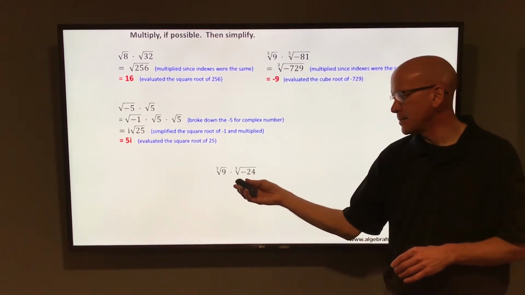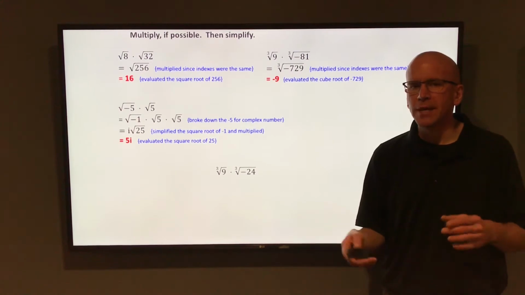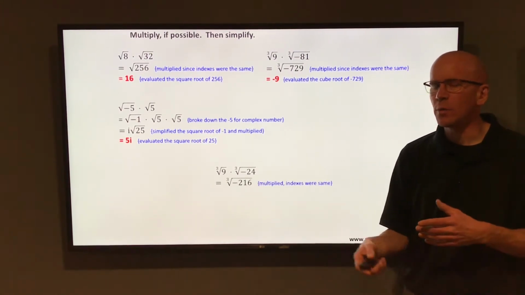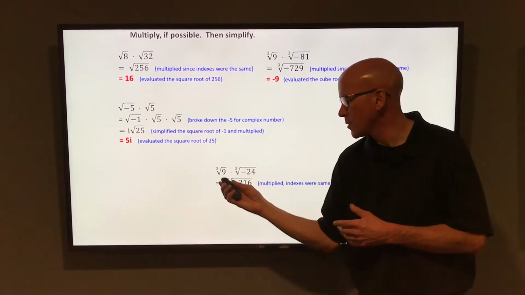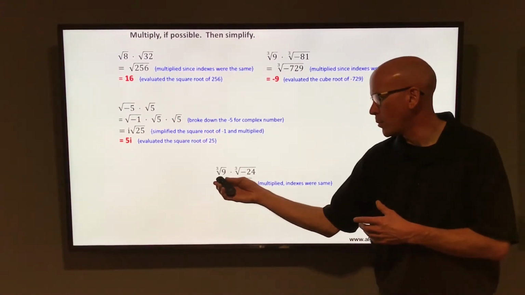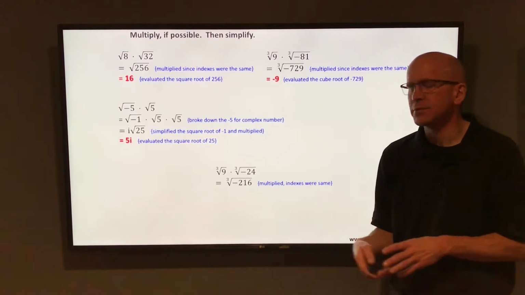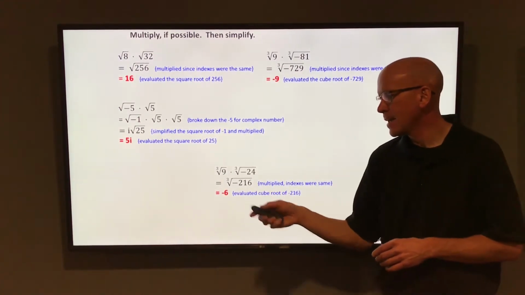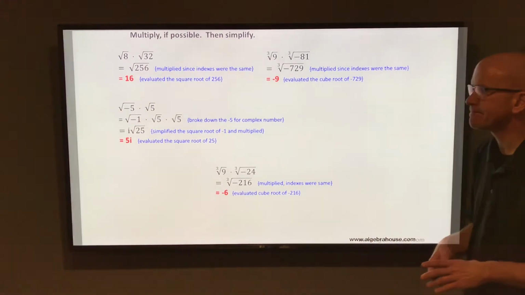Cube root of 9 times the cube root of negative 24. The roots are the same, so you can multiply those. Multiply 9 by negative 24. If you're wondering why we didn't take the square root of negative 1 out, well, this is a cube root. So you can go ahead and multiply those together. You have the cube root of negative 216. You go to the calculator, type in the cube root of negative 216, and that is negative 6.